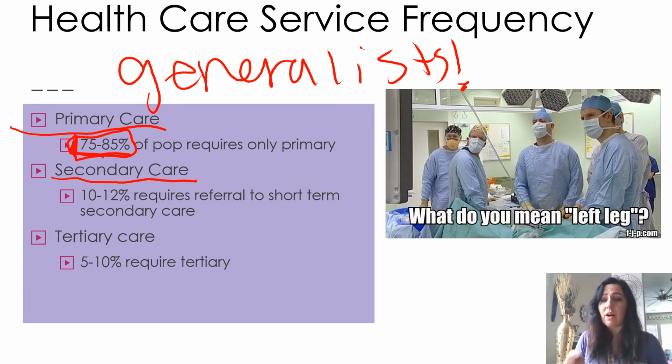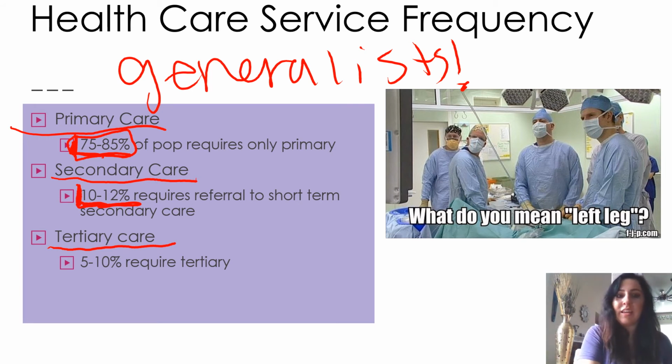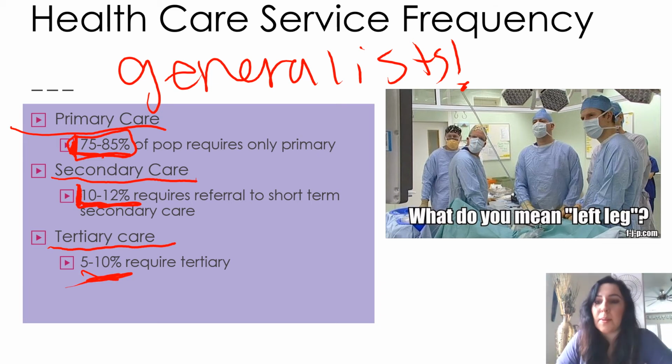Okay, but how often do we need secondary care? Well, according to this, only 10 to 12% of all the care we require, collectively, is secondary care. So it's not that much. Next, tertiary care, the most complex level of care possible, right? Of course, this has to be done by a specialist, but how much do we need of this? We need 5 to 10%. Okay.